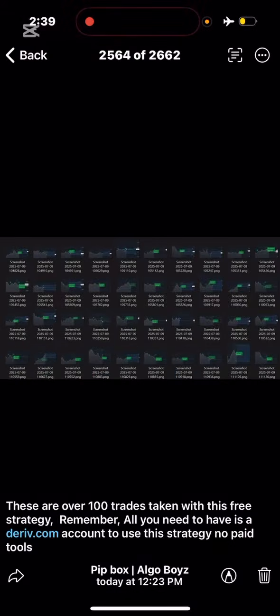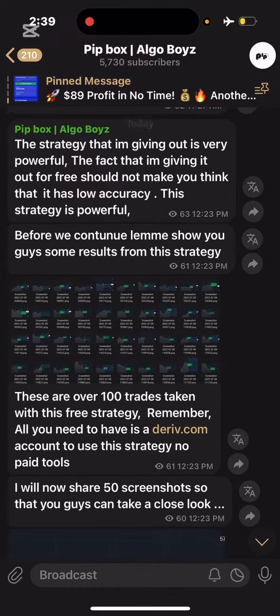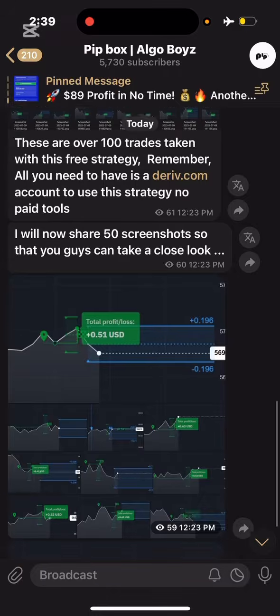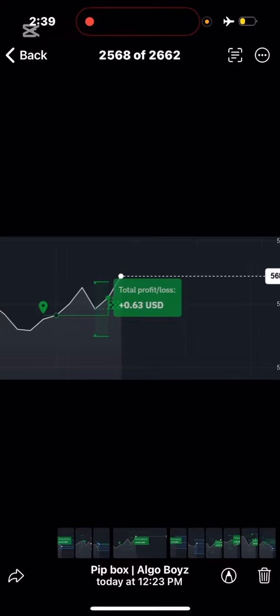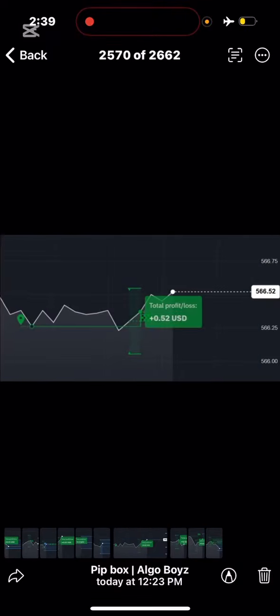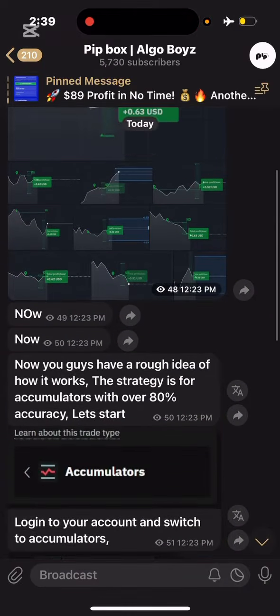Now you can see on my screen here, I have a screenshot for over 100 trades, and I was able to hit all these trades without getting a single loss. Now if I scroll down, I gave out the screenshots of the strategy that I was using before I gave out the strategy, so that people could know what they're getting themselves into and if the strategy is worth waiting for or not. Now I gave out these screenshots here, and all of these screenshots are in profits. I can scroll down until the bottom.